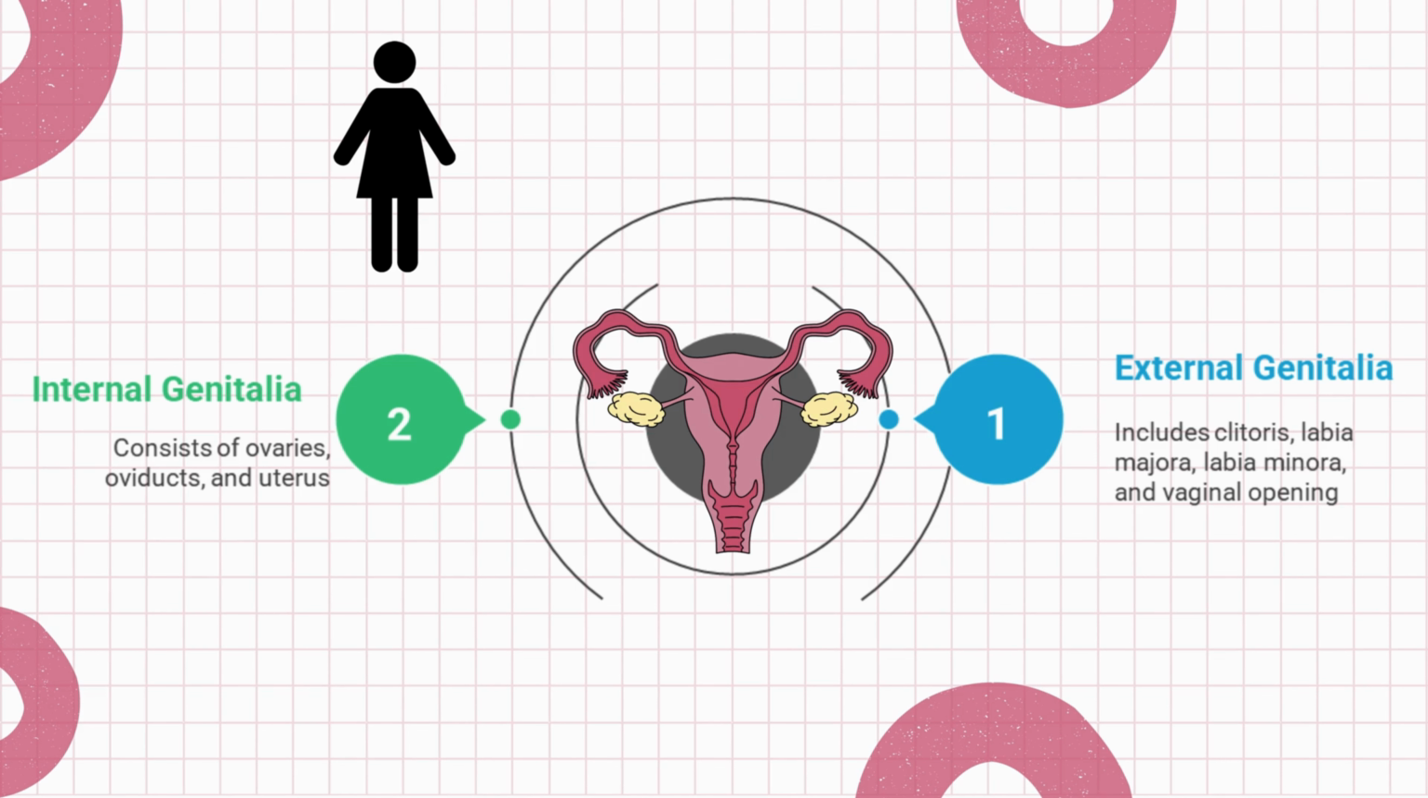The structures consist of ovaries, which produce eggs and reproductive hormones; the oviducts, which receive gametes and serve as the fertilization sites; and the uterus, which houses the embryo and serves as the site for pregnancy.